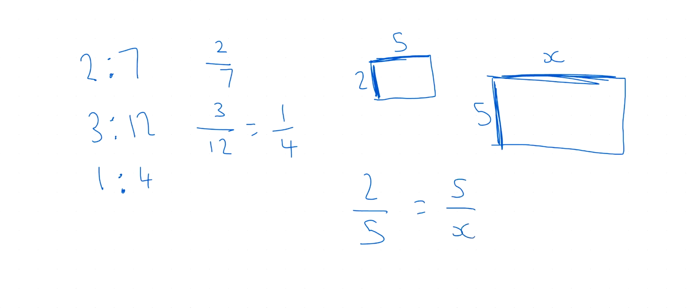When I have 2 sets of fractions like this, what do we do? Cross multiply. So then if I cross multiply, I get 2x equals 25. And then x is 12.5. All right, so that would make this length 12.5. All right, so always set up.